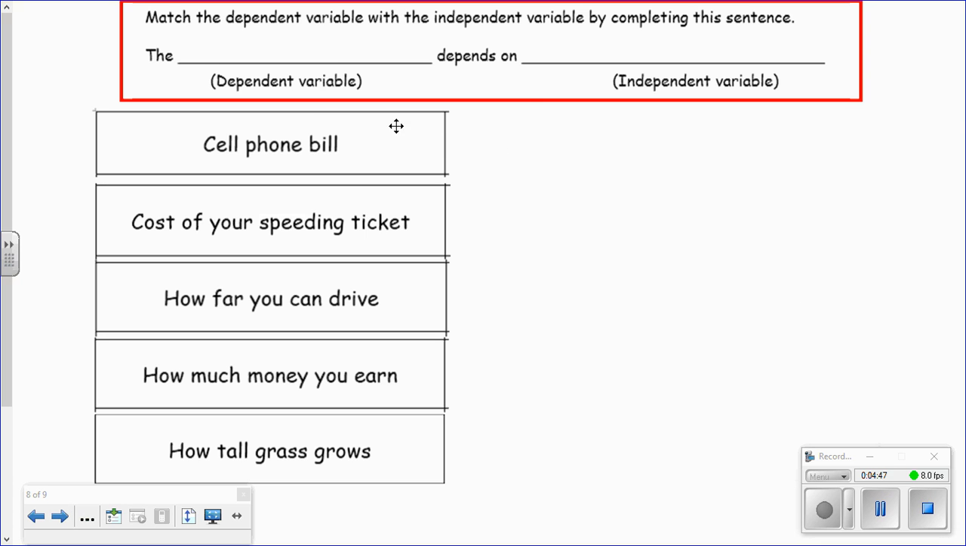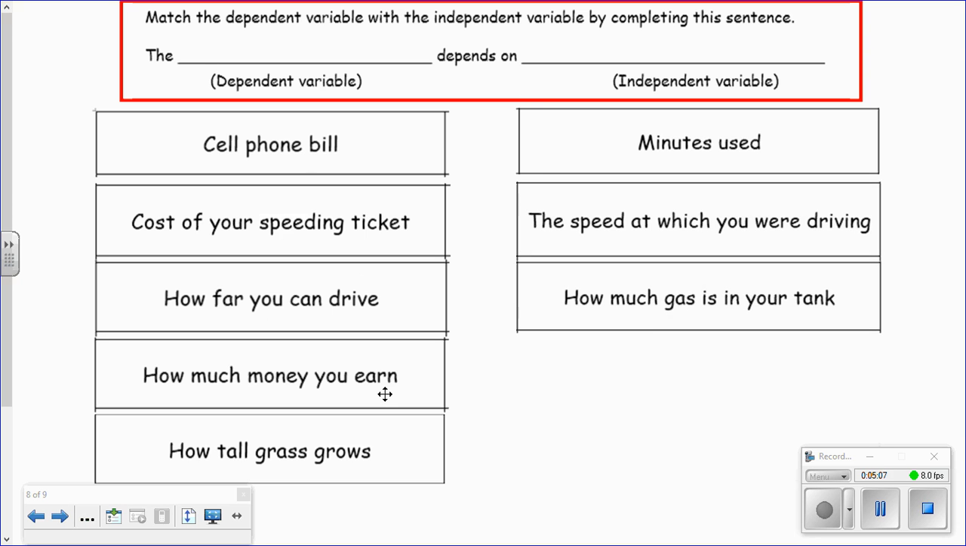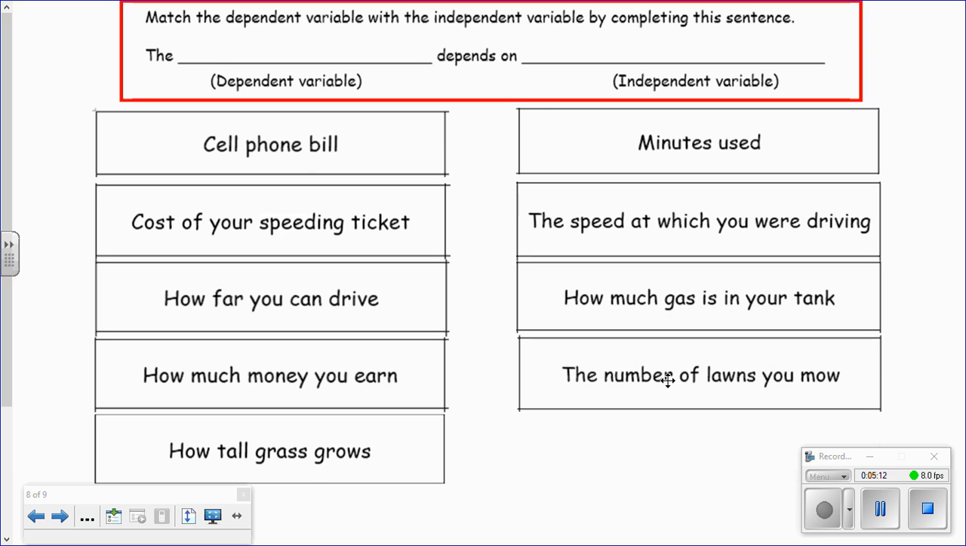So we're going to match an independent variable with a dependent variable. Your cell phone bill depends on how many units you use. The cost of your speeding ticket depends on the speed at which you're driving. How far you can drive depends on how much gas is in your tank. How much money you earn depends on how many lawns you mow. How tall the grass grows depends on how much rain there is.